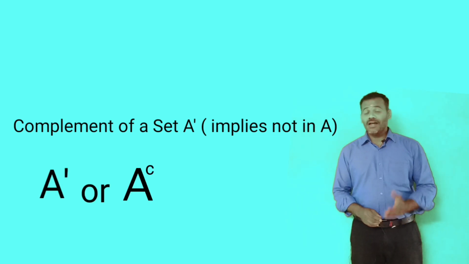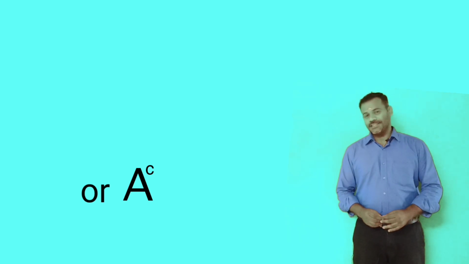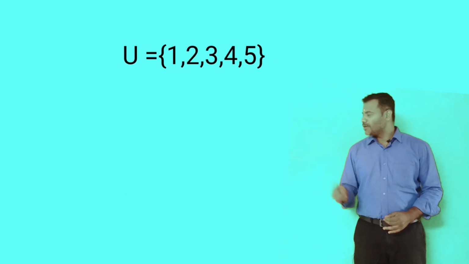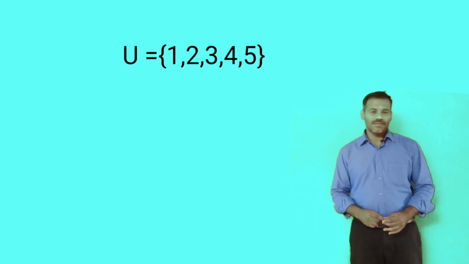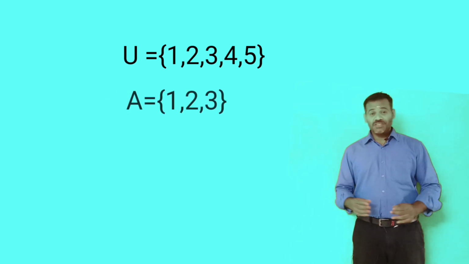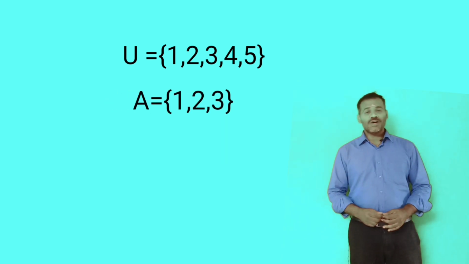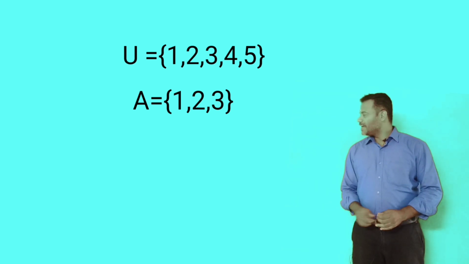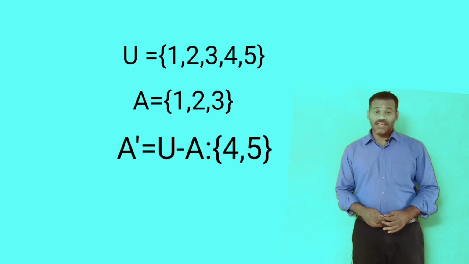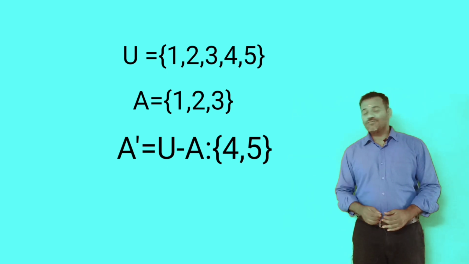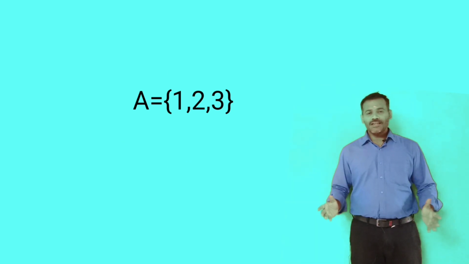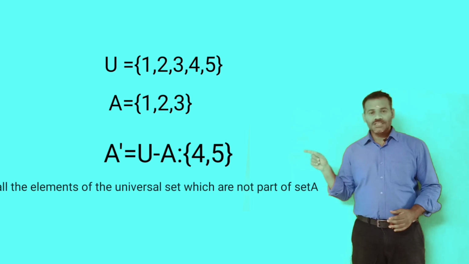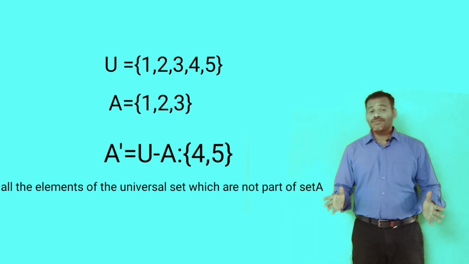Let's take an example and you will understand the complement of set. Let U be the universal set containing the elements 1, 2, 3, 4 and 5, and A be the subset containing the elements 1, 2 and 3. Then the complement can be written as A dash is equal to U minus A. So we get A dash as 4, 5. What do you understand from this? Yes, that it contains all the elements of the universal set which are not a part of set A.